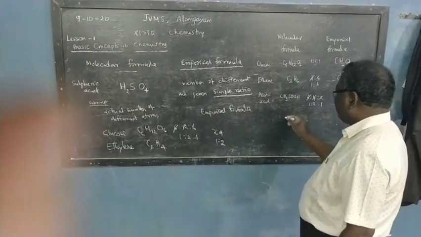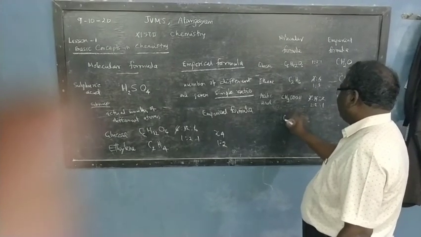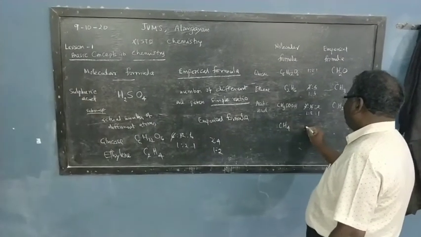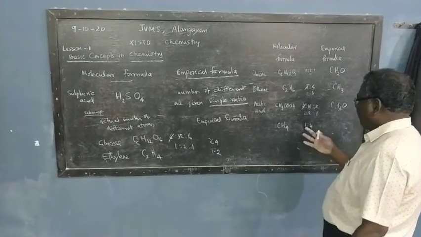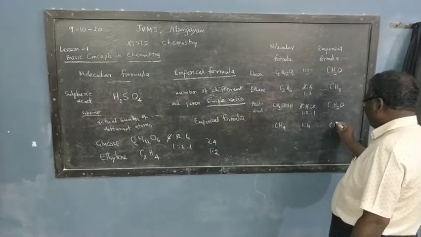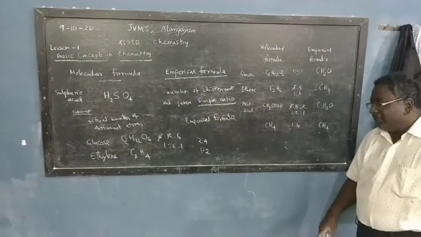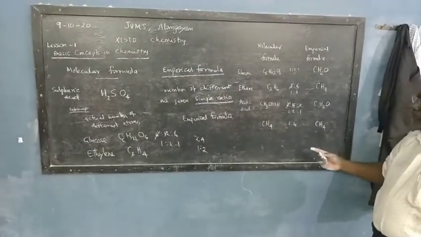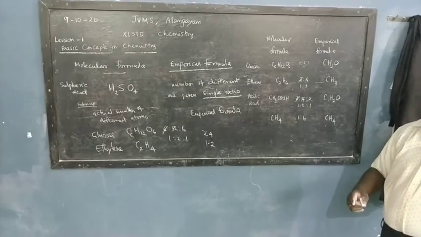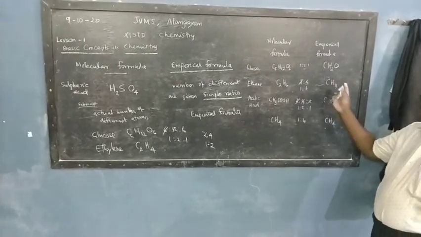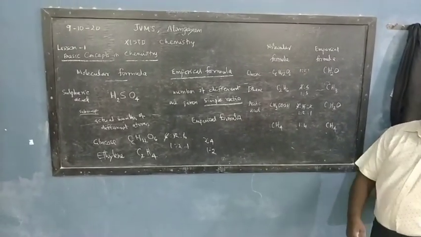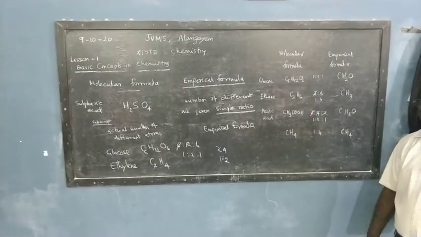Suppose it is CH4, the ratio is 1:4. This cannot be simplified further. So the empirical formula will also be CH4. For some molecules, the molecular formula and empirical formula will be the same also, right? So they do not always have to be different. Sometimes it may be the same, sometimes it will be different.